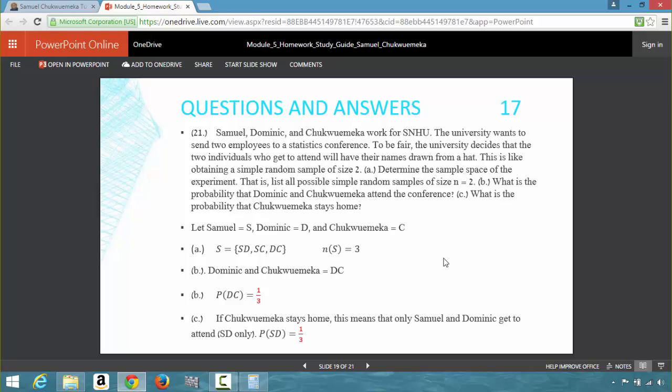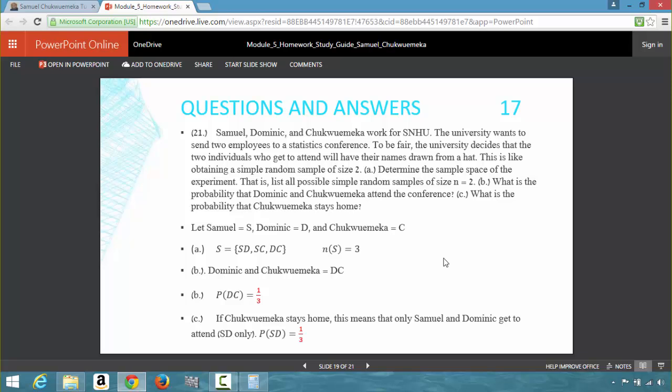Samuel, Dominic, and Chukwu Emeka work for Southern New Hampshire University Online. The university wants to send 2 employees to a statistics conference. To be fair, the university decides that the 2 individuals who get to attend will have their names drawn from a hat. This is like obtaining a simple random sample of size 2. We discussed simple random sampling in a Module 1 homework.